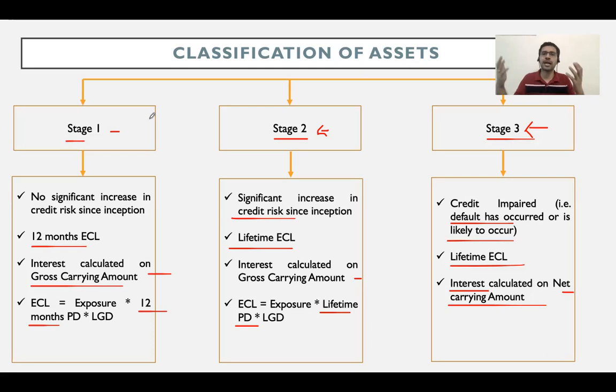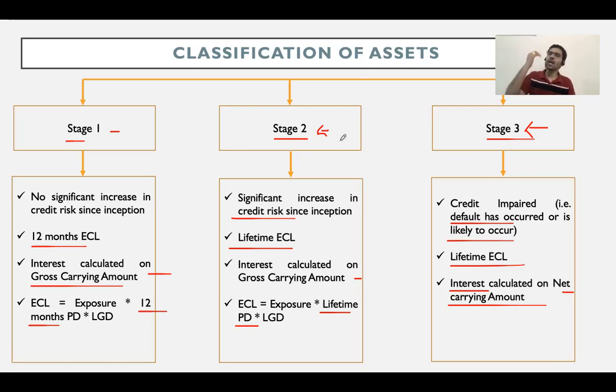RBI has always mandated banks to classify their assets into three broad categories: standard, substandard, NPAs. Standard is equivalent to stage 1, substandard is similar to stage 2, and NPAs, or non-performing assets, where default has occurred or is likely to occur, are similar to stage 3. I'm not saying that they're exactly one and the same, but intuitively they're almost the same. Just like RBI was increasing the provisioning percentage when it moved from standard to substandard to NPAs, over here also we are increasing our provisioning percentage when we move from stage 1 to stage 2 to stage 3.